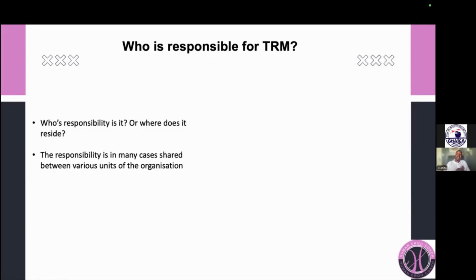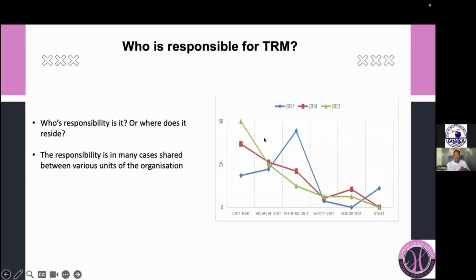There was an assessment or survey done by Eurocontrol in 2017 that I will share the results with you, now in terms of where it resides and whose responsibility it is. As you can see there, when it started around 2011, it mostly resided in the unit management, driven from there. But as time goes by, with the blue one, that is 2017, it actually moved. The responsibility resided in the department where it gets executed.